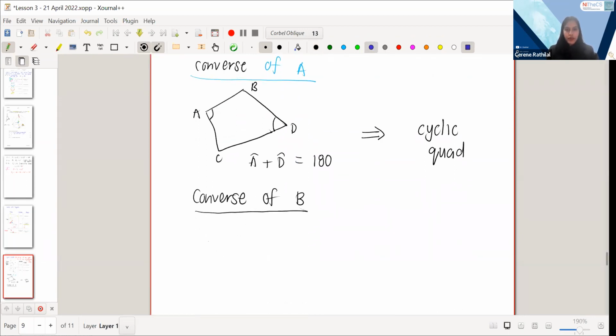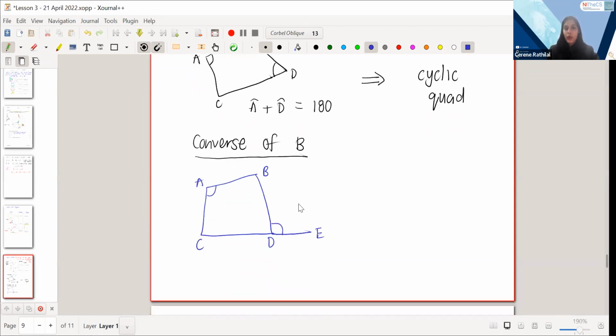Right, so the converse is the following. If I give you a quadrilateral, and we've got one of the sides going out like that, A, B, C, D, to some external point E, and I tell you that angle A is equal to angle BDE, right, so if that's what you're told, A equals BDE, then we conclude once again that it is a cyclic quad.